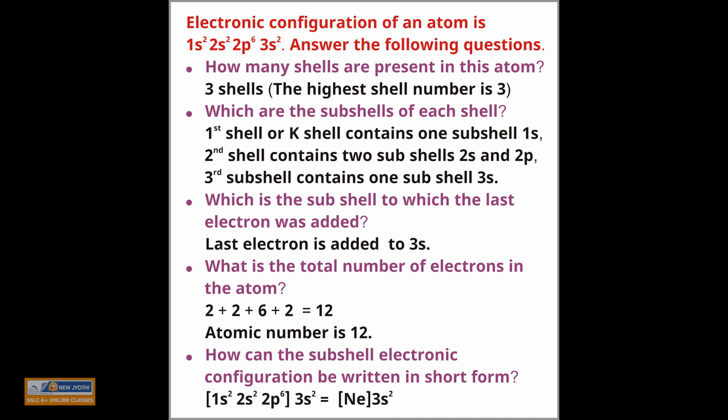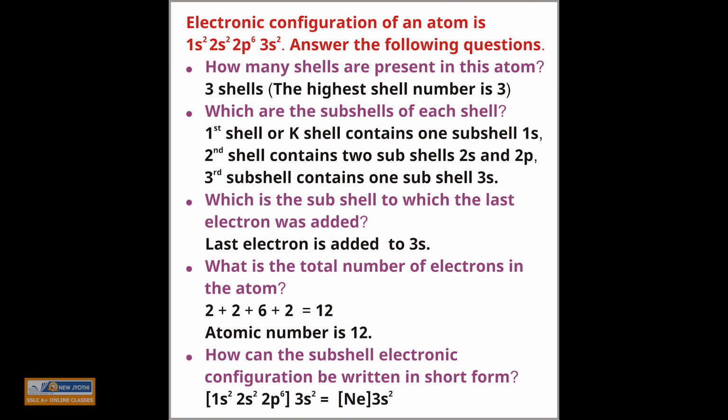What is the total number of electrons in the atom? 2 plus 2 plus 6 plus 2 is equal to 12. That is 1s2 having 2 electrons, 2s2 is having 2 electrons, 2p6 is having 6 electrons, and 3s2 is having 2 electrons. So altogether 12 electrons. So atomic number of this element is 12.